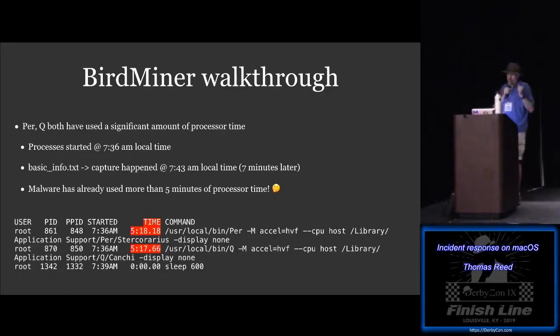So if we look at PER and Q, both of those processes seem to be using a significant amount of processor time. In this case, this was just a demo, so it's not like they were sitting there for weeks. They were sitting there for 7 minutes before I did the data collection. And in that 7 minutes, they each were using about 5 minutes and almost 20 seconds worth of processor time.